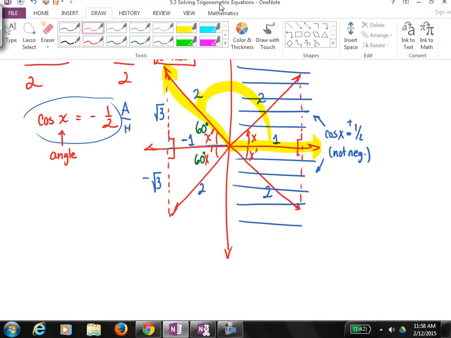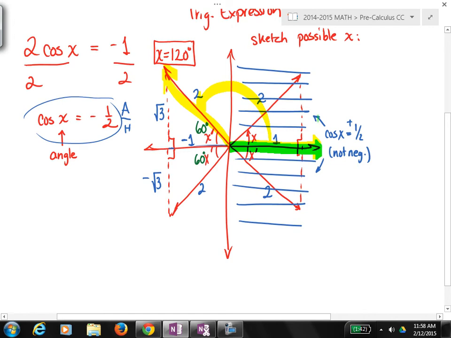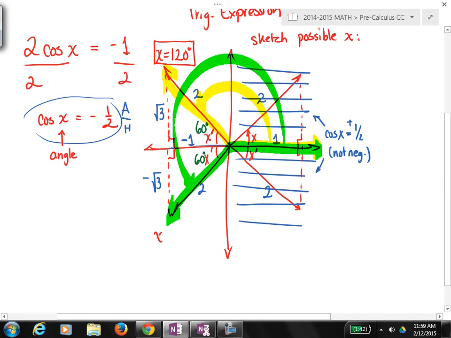And repeat the steps. Start from here, rotate until I get to my terminal side in quadrant 3. How many degrees do I travel there? Well, from here to here is 180. Add another 60 degrees, 240 degrees.